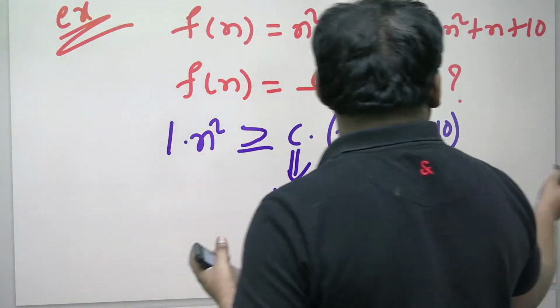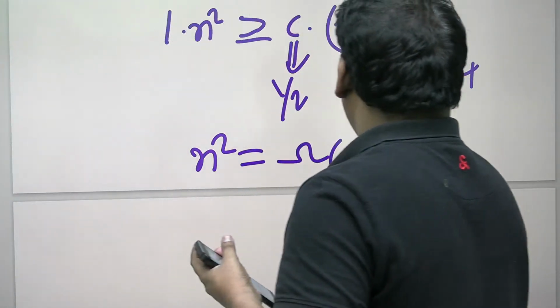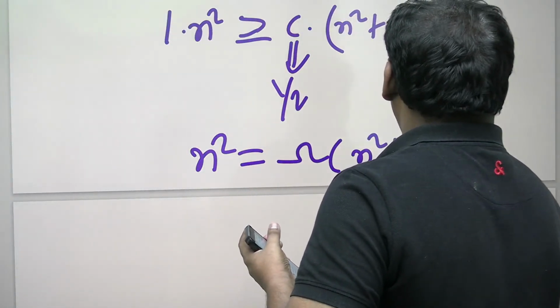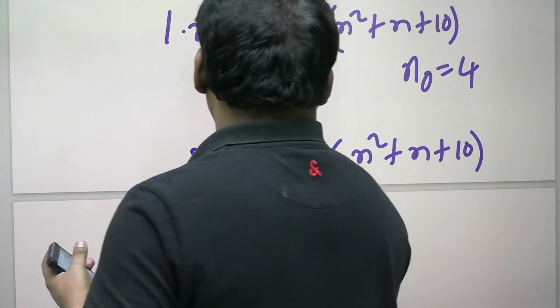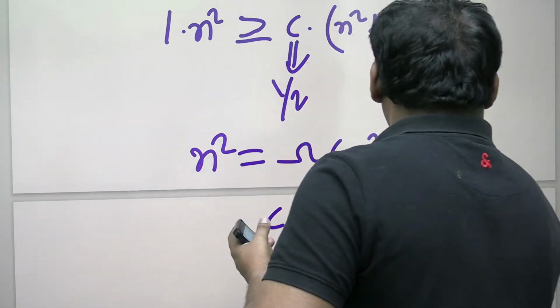Final conclusion: n square is omega of n square plus n plus 10, where C value is equal to 1 by 2 and n0 is equal to 4.